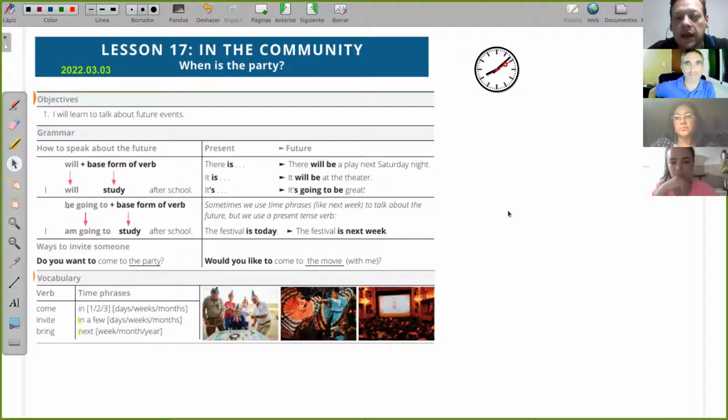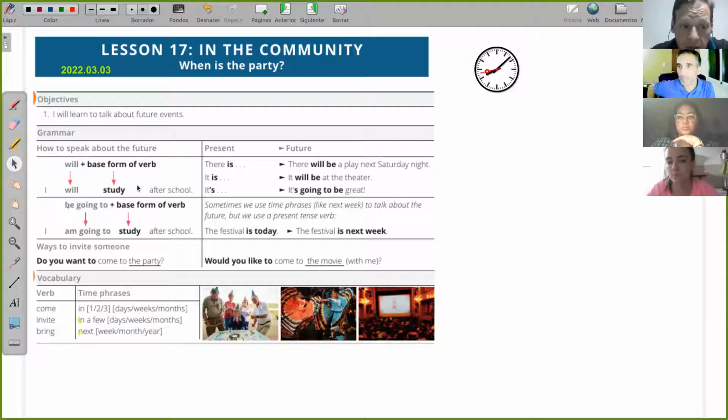How do we say something that will happen in the future in English? What do you know from before this lesson? ¿Saben cómo hablamos del futuro? ¿O cómo lo hacemos? No? Okay. There are two different ways to speak about the future.